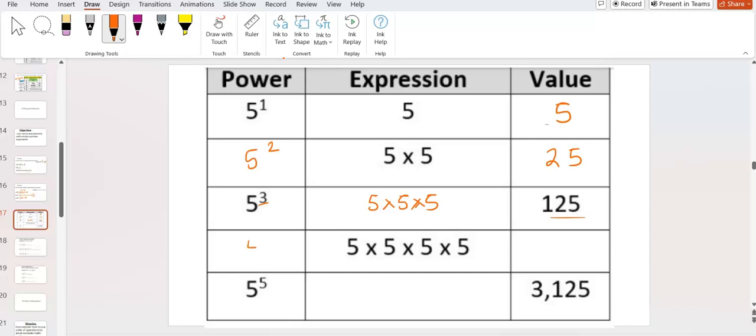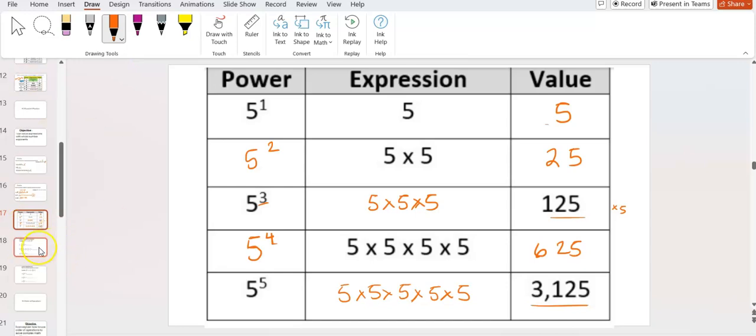Down here I've got 4 5s, so 5 to the fourth power. I'm going to take 125 and times that by 5. I'm going to get 625. And then finally, I've got 5 5s, so I'm going to write out all 5 of these 5s. And I know that that answer will be 3,125.